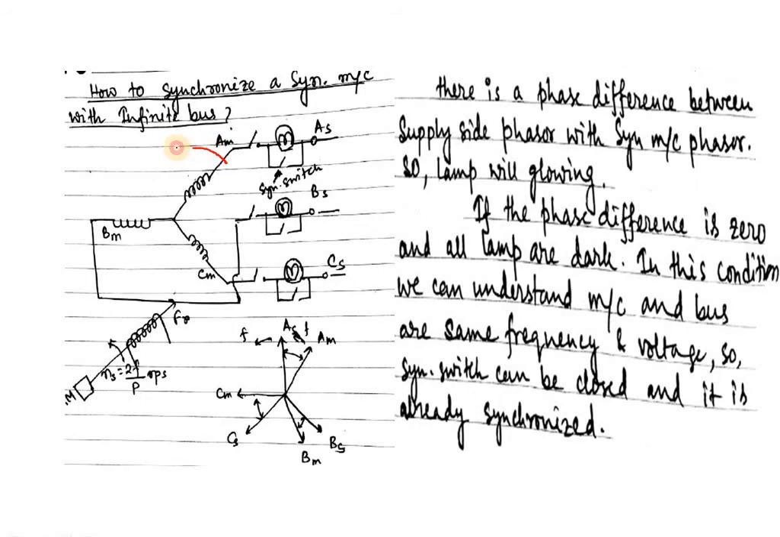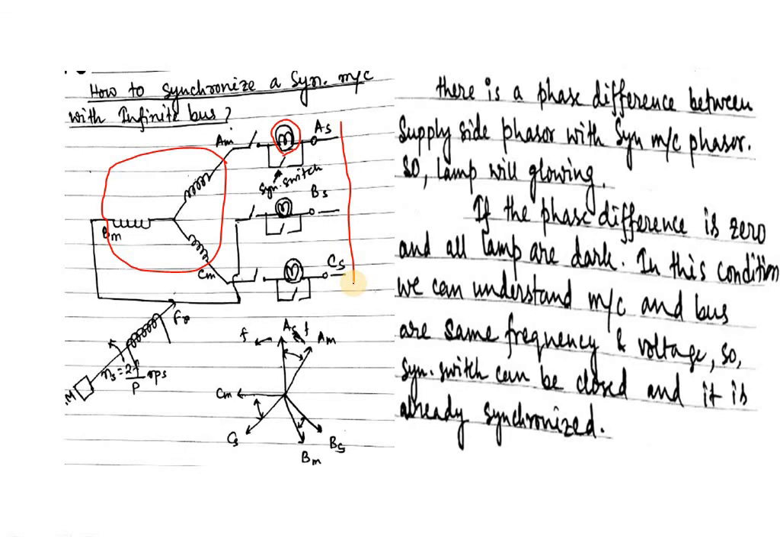So here, let us consider this is the three-phase stator part of the synchronous machine, and this part is connected with a switch, and then one lamp is connected here. In a similar way, in three phases, three switches and three lamps are connected in each phase. And the remaining part is connected with the bus system. Here it is the infinite bus system.